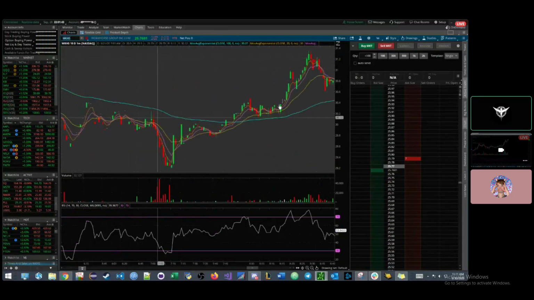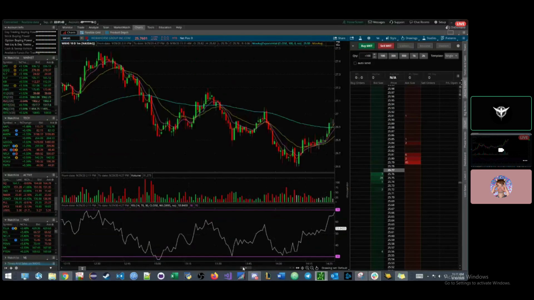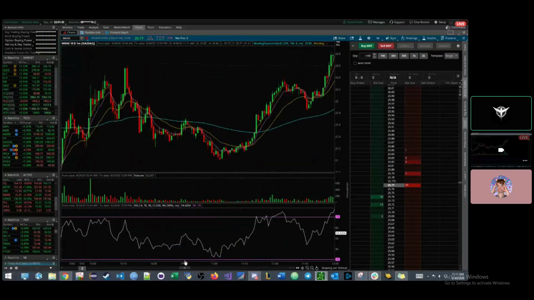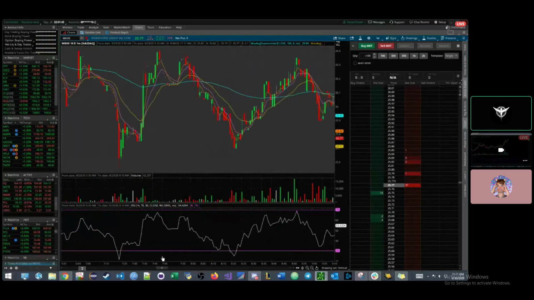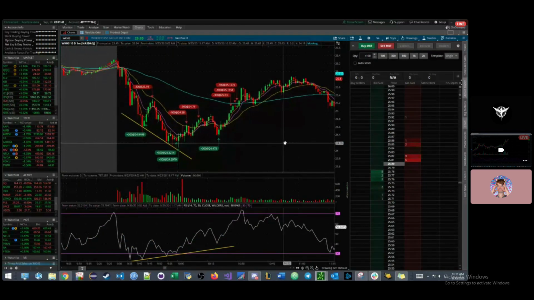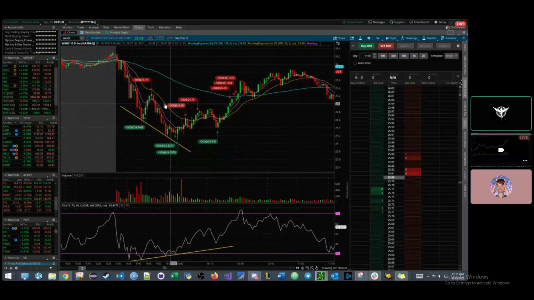So I'll show you. This is the exact same play, or same setup, where you've got Workhorse coming off all-time highs, looking for the first hourly oversold, trying to play a bounce. This one played out a little bit differently. So here I saw it bounce and I was a little bit late.